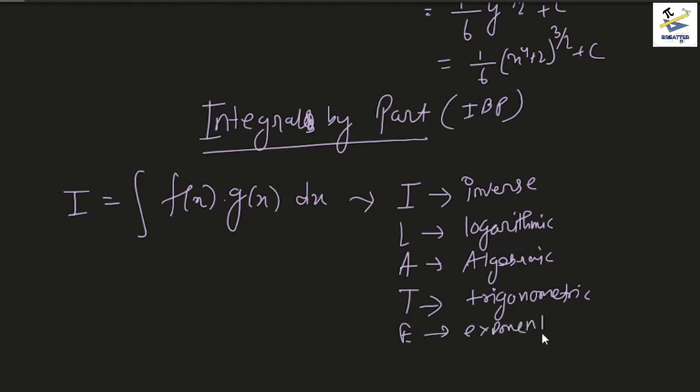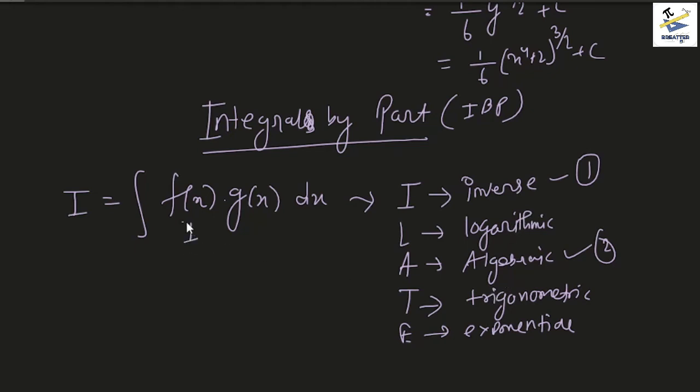So why is this order important? This order is to choose the function which is higher up the list. If there are two functions in multiplication form, where one of them is inverse and another one is algebraic, then you would have the inverse function as the first function and the algebraic as the second function. So if the function is higher up on the list, you would name it as function 1 and the other one would be function 2.